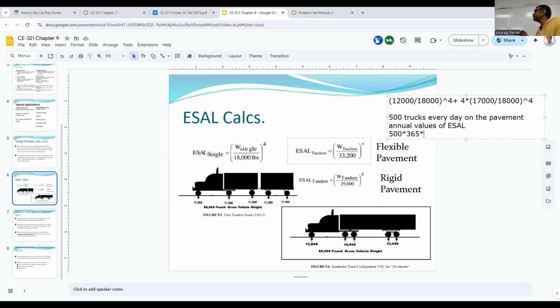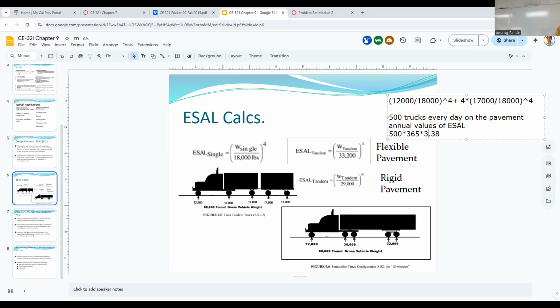Does anybody have the ESAL value for this using the formula that we just did? 30.38? Okay, is that what everybody got? 3.3? Okay, 3.38 sounds about right. So 500 trucks every day, 365 days in a year, and every truck has an ESAL value of 3.38.